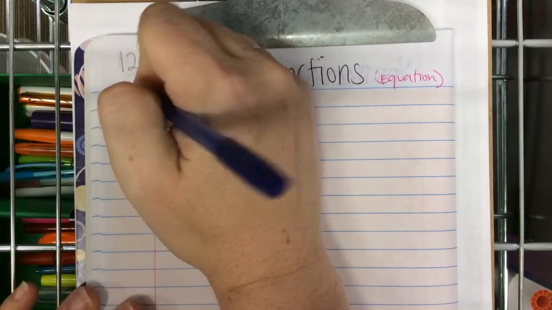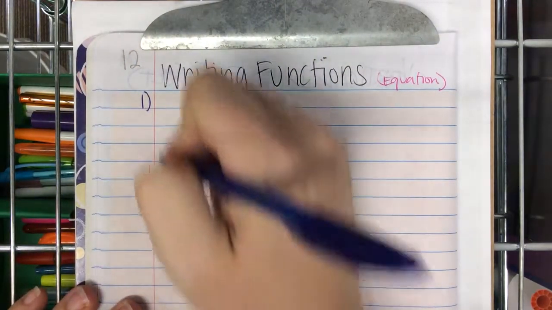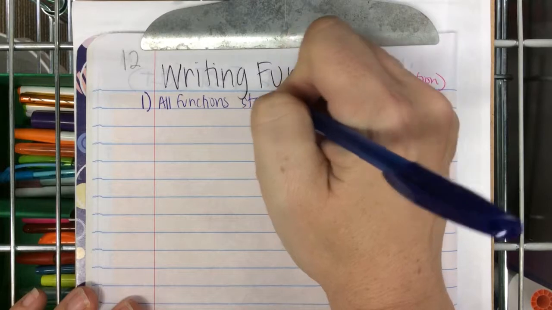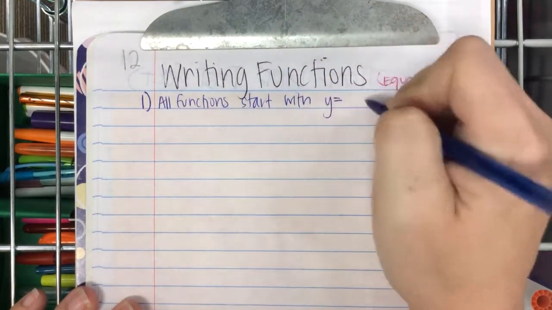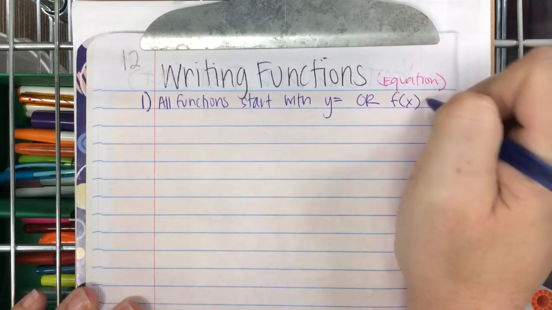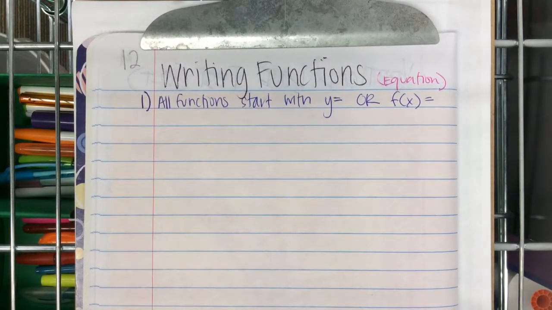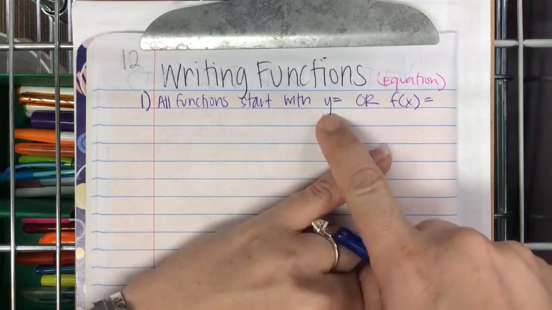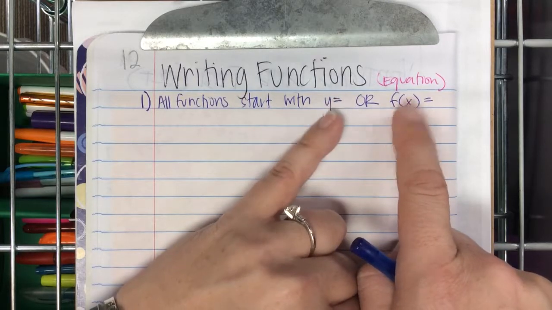So the thing that we're going to start with is that all functions start with y equals or f of x equals. So when you're starting the equation, when you're going to write down the answer, every single one of your answers tonight for homework is going to start y equals. Or you can start at f of x equals. Because remember, these mean the same thing. They can be interchanged. If you're talking about functions, you can either have y or f of x.